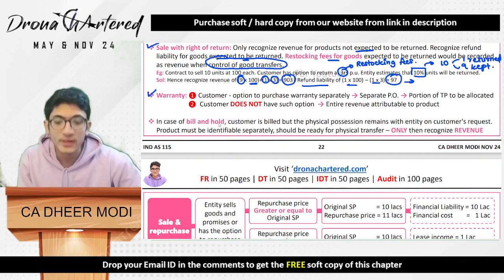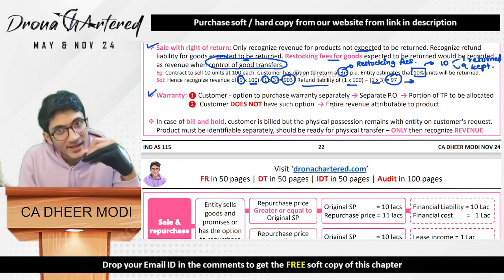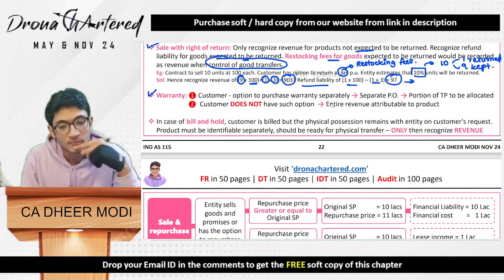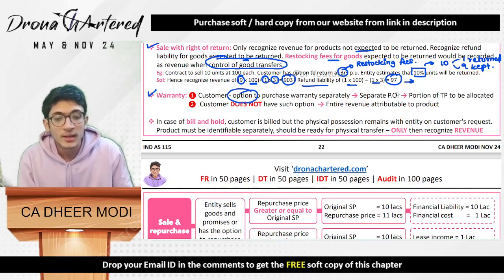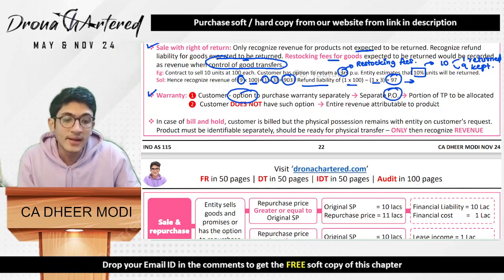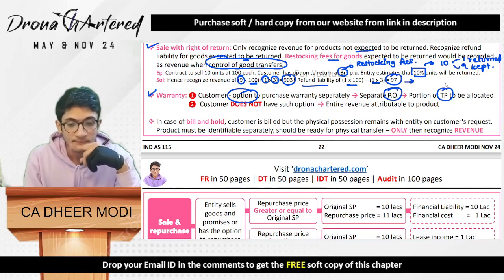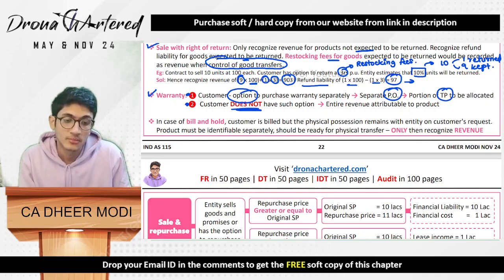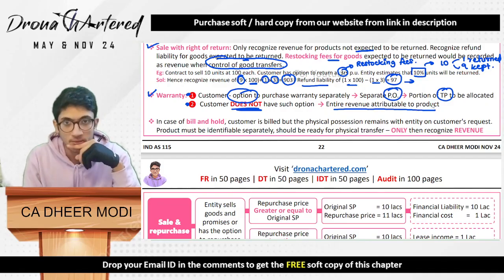Next is warranty. When a customer has an option to purchase a warranty separately, that means you buy a laptop and they say, sir, you have an option to buy an extended warranty for 3 years. The customer has an option to purchase the warranty, he may or may not. Then this is a separate performance obligation and a portion of the transaction price is to be allotted. However, if the customer does not have such an option, then the entire revenue is attributable to the product. Okay.